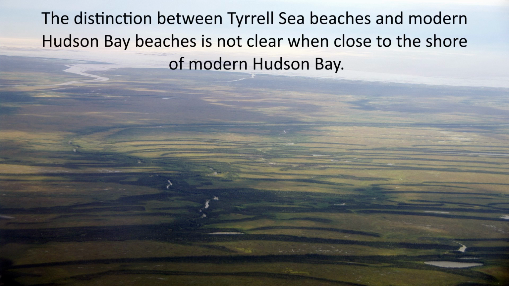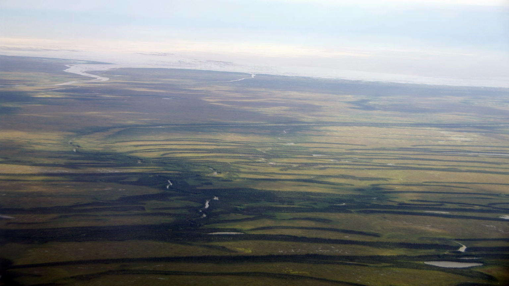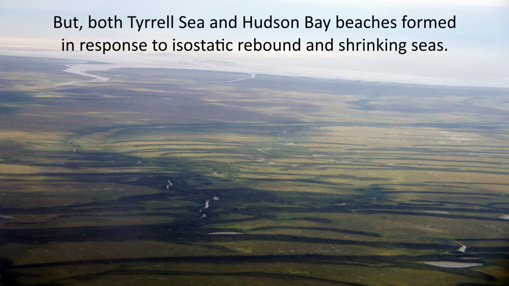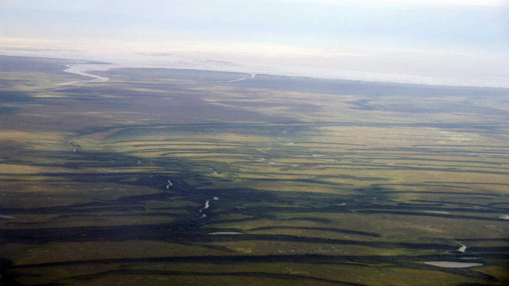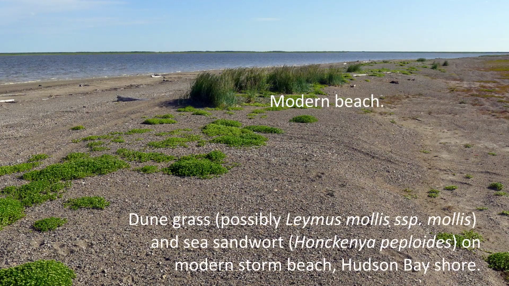And to reiterate, these beaches represent the former shorelines of the Tyrell Sea that was created as that sea shrank back towards the present-day Hudson Bay. And recall also that the older Tyrell Sea shoreline beaches occur up to 250 kilometers farther inland than the present-day Hudson Bay shore. Modern beaches are still forming today along the Hudson Bay coast because Hudson Bay is rising at a rate of 1 meter per century. Quite amazing, isn't it?